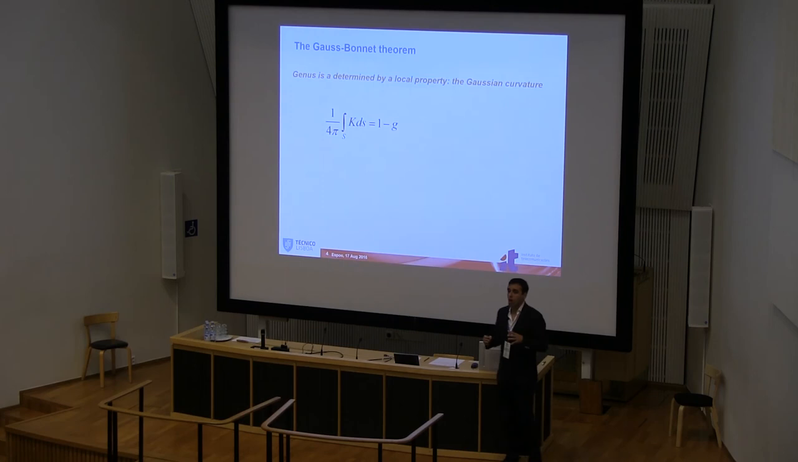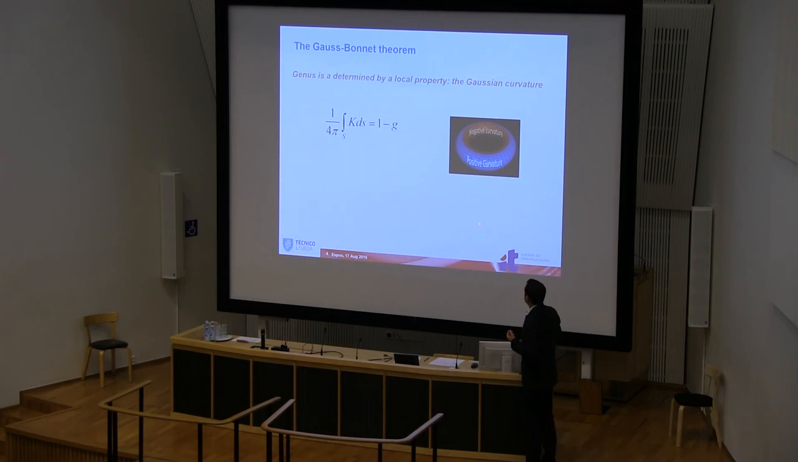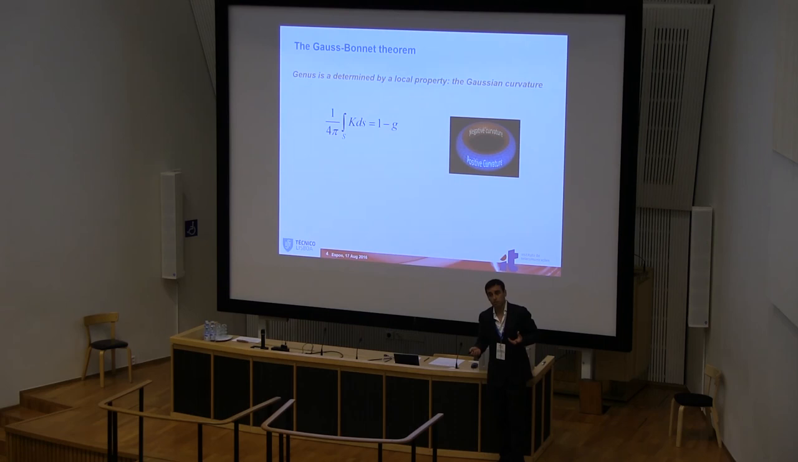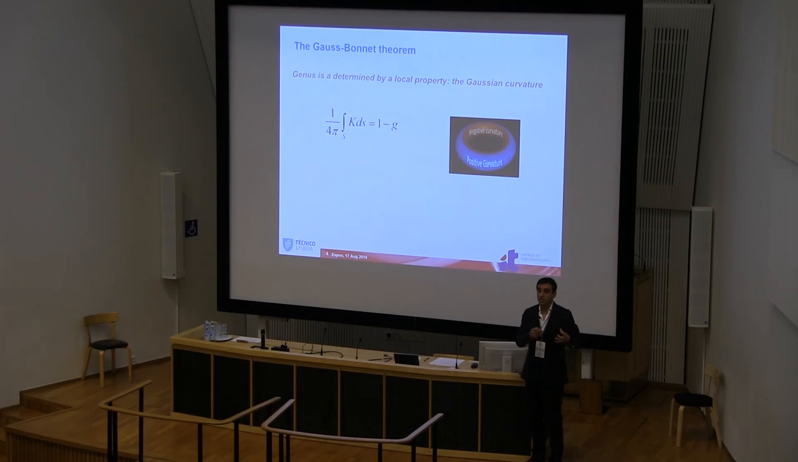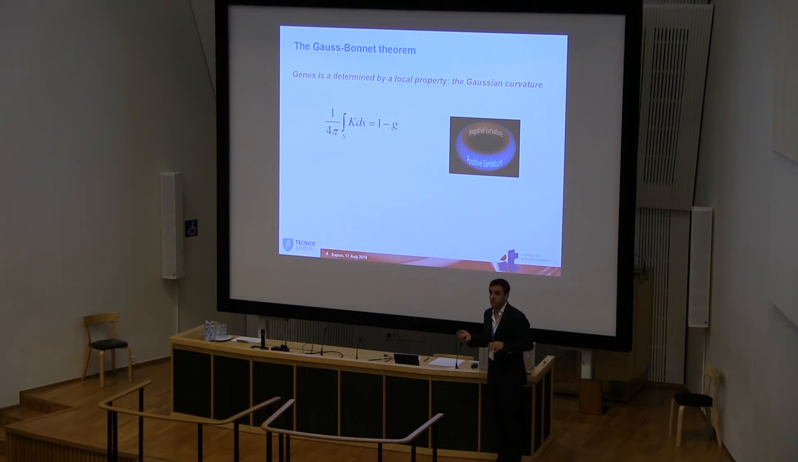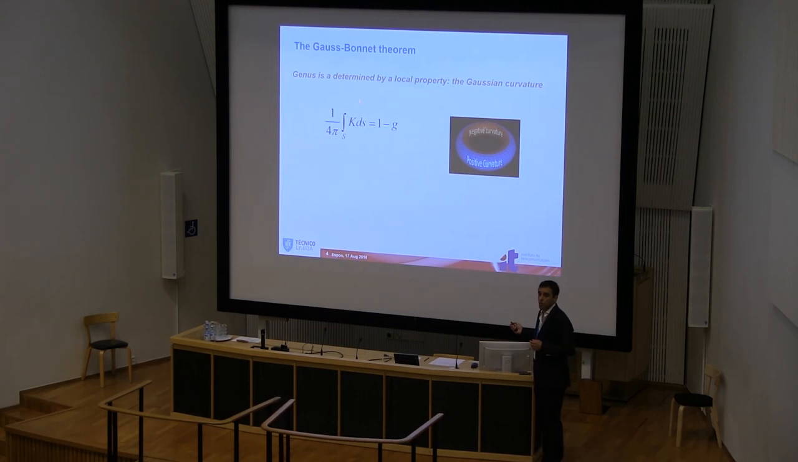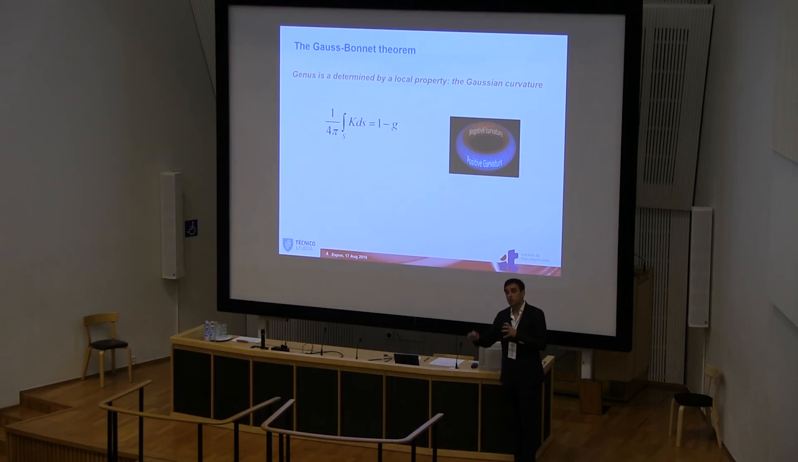For example, a convex surface, like a sphere seen from the outside, will have positive curvature. A concave surface will have negative curvature. Of course, you can deform your object and this curvature can change a lot. But the interesting thing is that when you integrate this Gaussian curvature over the entire surface, the result is quantized. It's always an integer number, and it gives you 1 minus g, so it depends on the number of holes. So you can calculate this topological invariant, which in this case has a very precise geometrical meaning, by integrating this quantity.